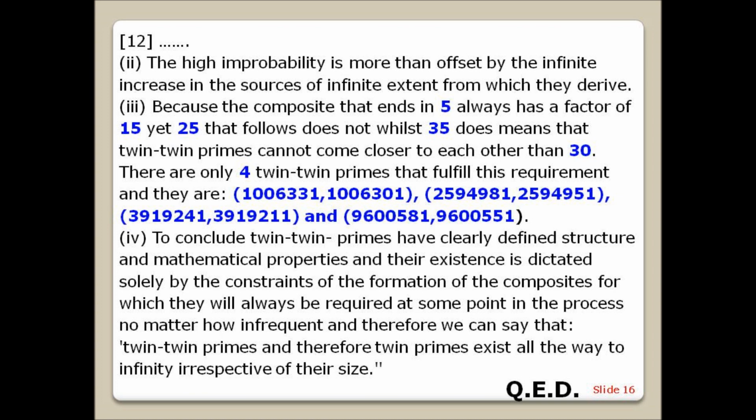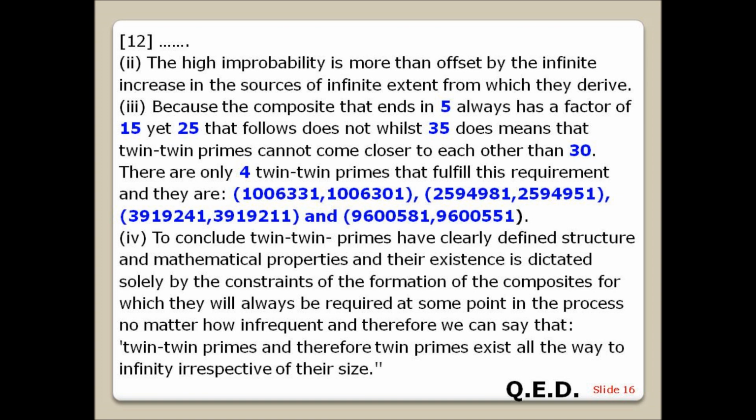2. The high improbability is more than offset by the infinite increase in the sources of infinite extent from which they derive. 3. Because the composite that ends in 5 always has a factor of 15, yet 25 that follows does not, whilst 35 does, means that twin primes cannot come closer to each other than 30. There are only 4 twin primes that fulfill this requirement, and they are as shown.